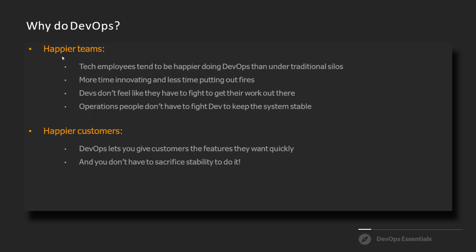Why do DevOps? Happier teams and ultimately happier customers. Tech employees tend to be happier doing DevOps than under traditional silos. More time innovating and less time putting out fires, blame games and all. Devs don't feel like they have to fight to get their work out there, so they don't have to do the follow up. They don't have to blame other teams. And operations people don't have to fight dev to keep the system stable.